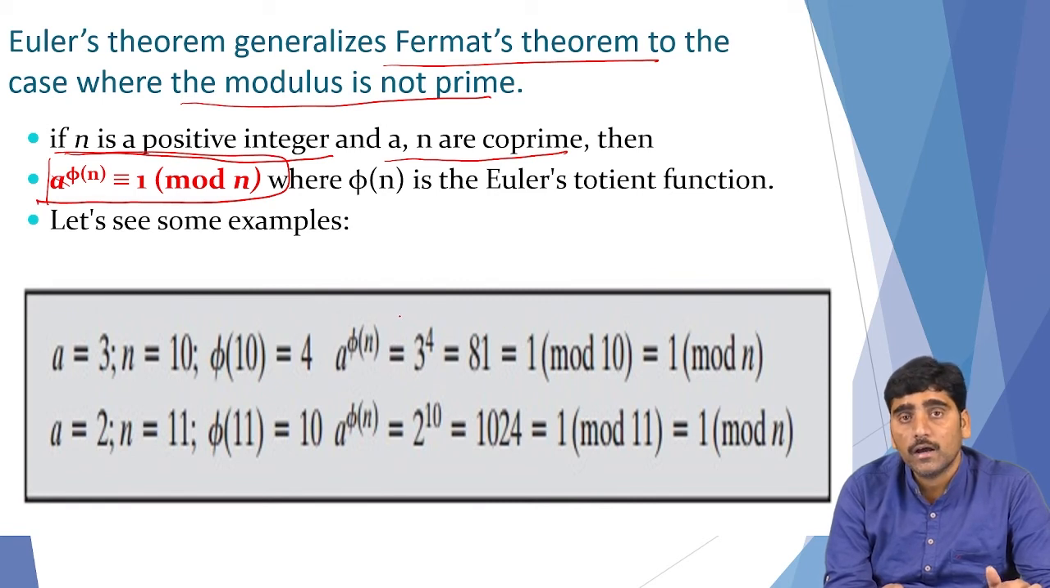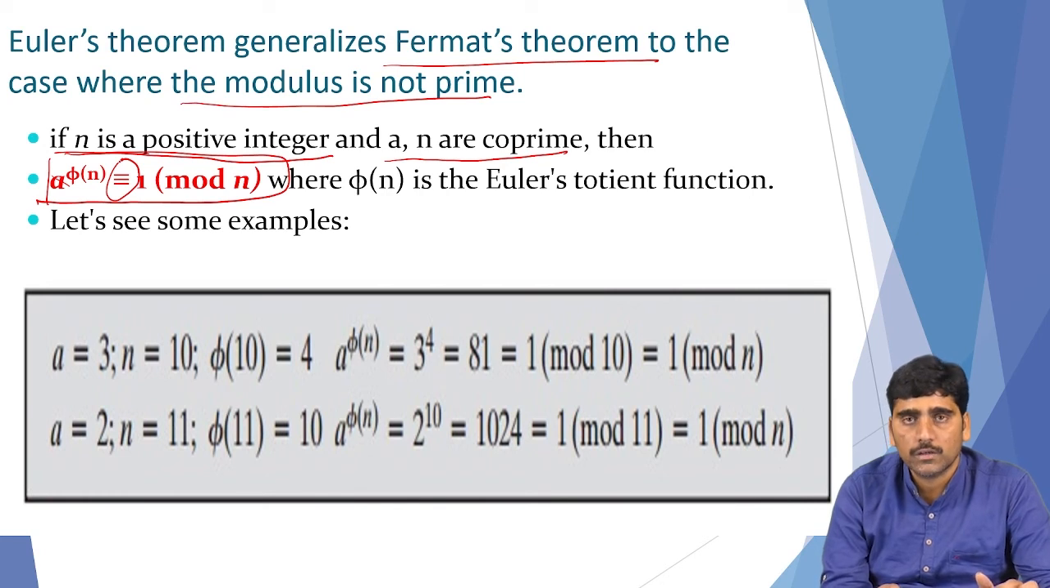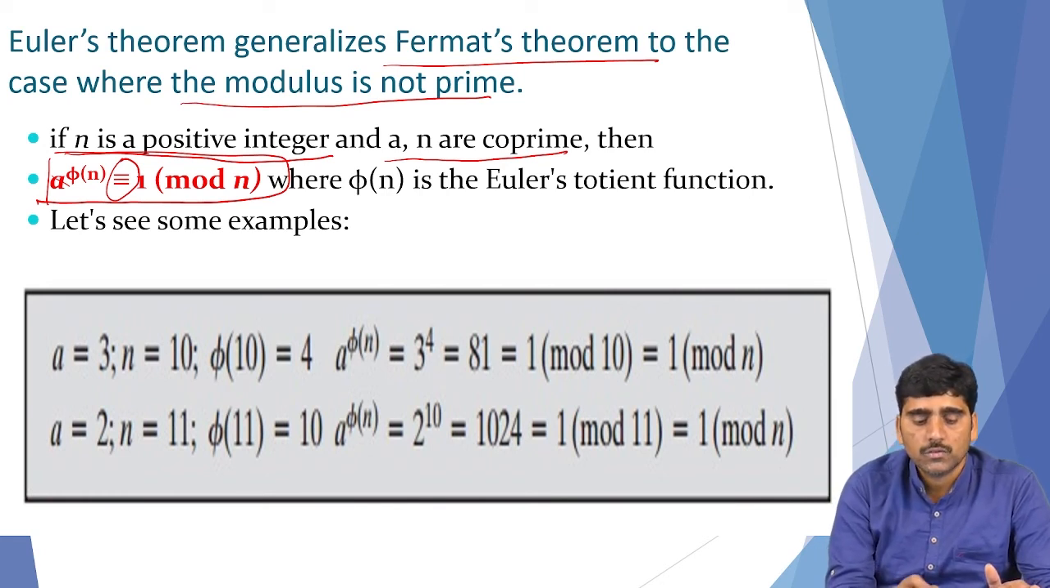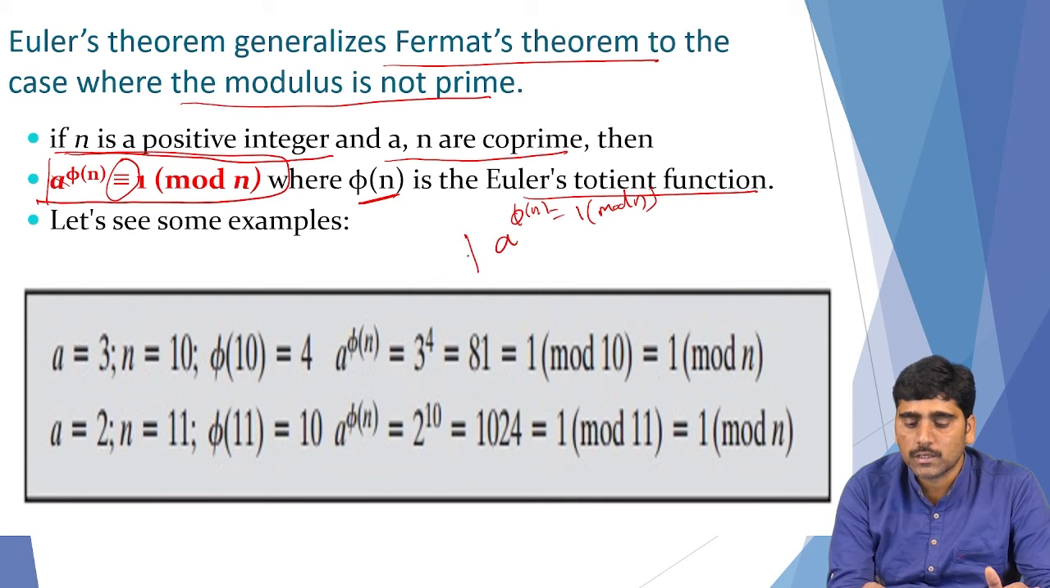A power phi of n is congruent to 1 mod n. We pronounce it as congruent to; if you are not able to pronounce it, you can say equals. So a power phi of n equals 1 mod n, where phi of n is the Euler's totient function, n is the natural number and a is the co-prime number. You can take this example. You have to satisfy this condition.